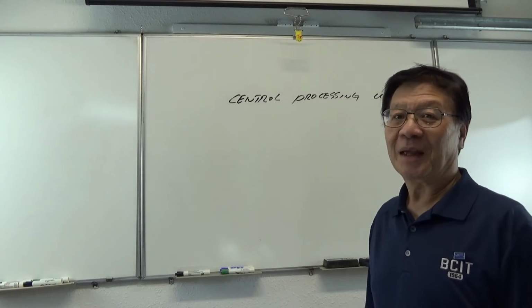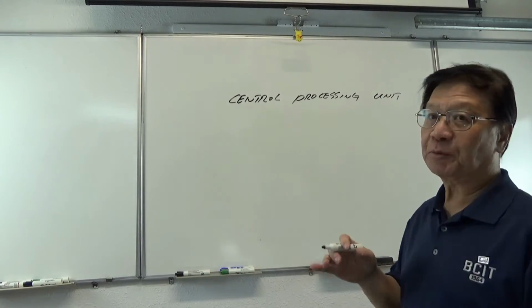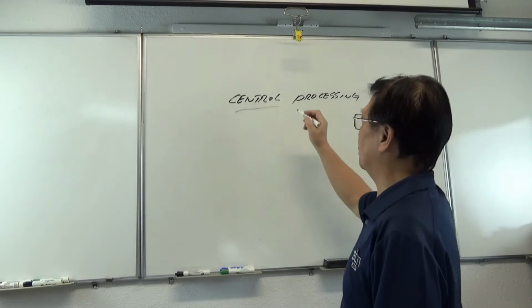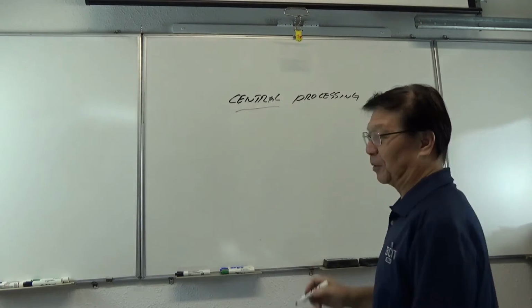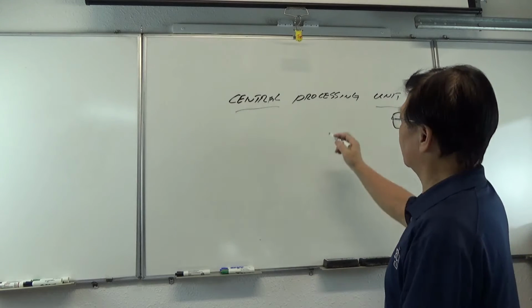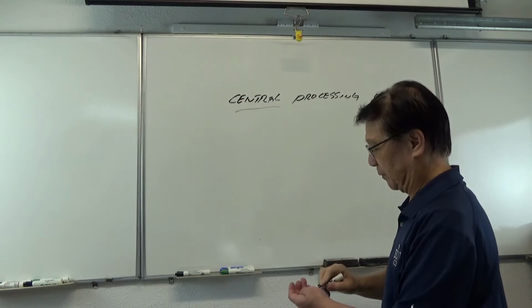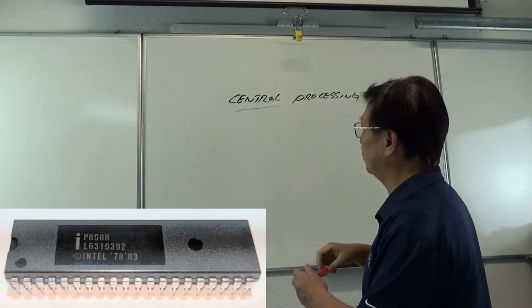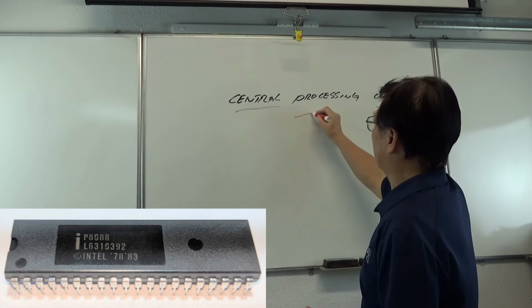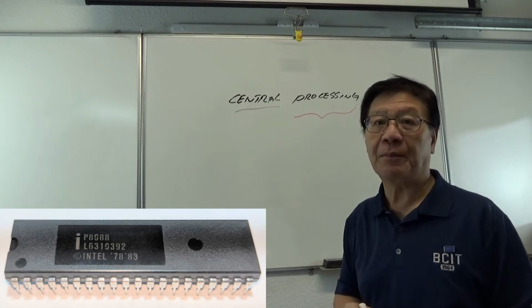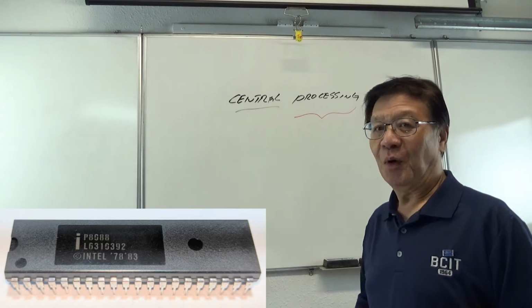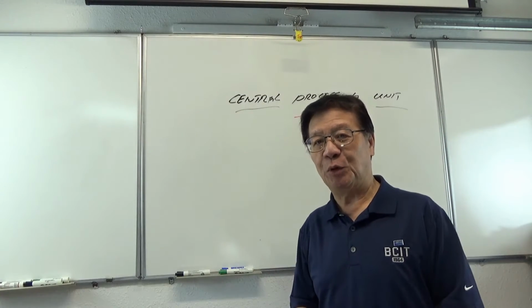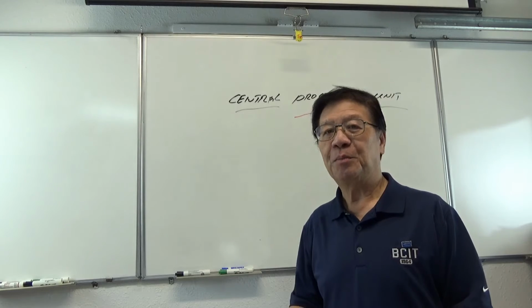I believe I don't have to explain what is central. What is unit, right? Let's focus on processing. CPU is processing something. So let's figure out what a CPU in the computer processes.